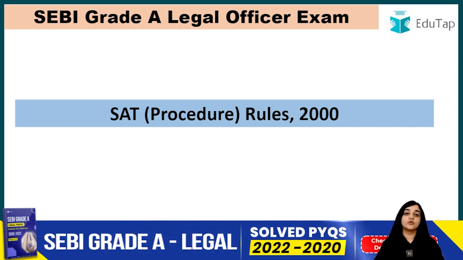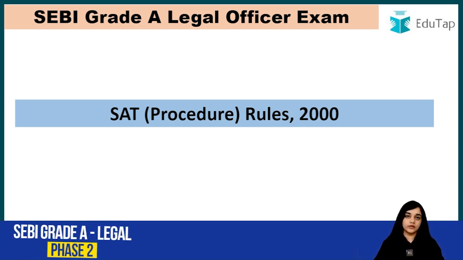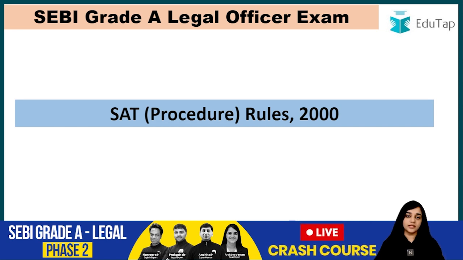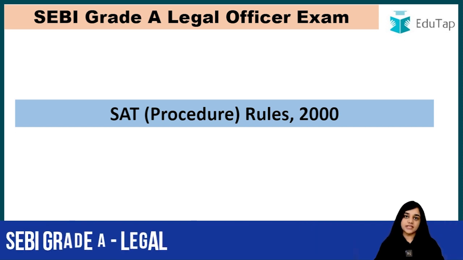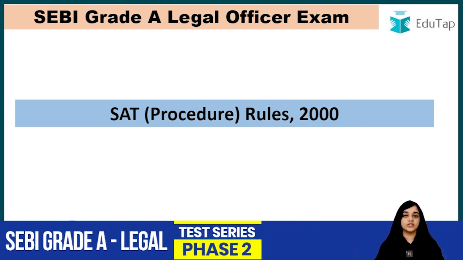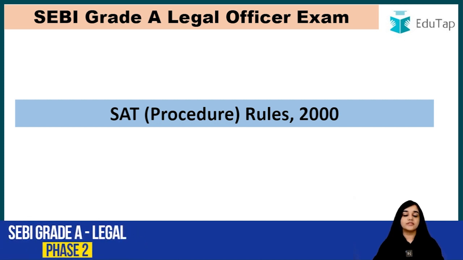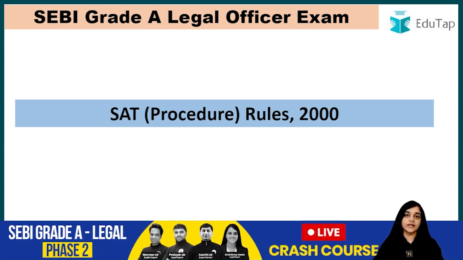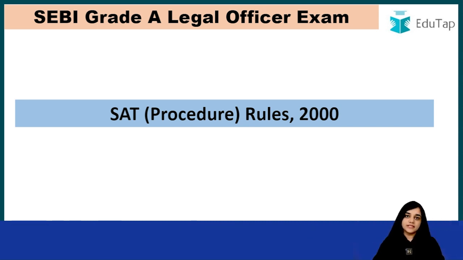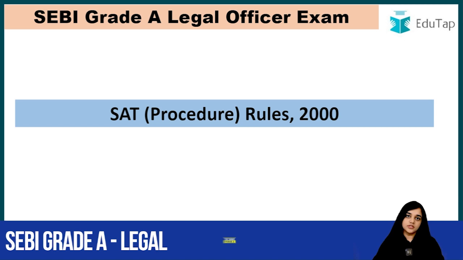We are not going to leave even a single rule or regulation that has been mentioned in your syllabus. We will be dealing with each and every one of them, right? Because I have been telling you that 40% weightage has been given to the security laws, which is huge and very important for your examination. So because of this 40% weightage, each and every act, regulation and rule becomes extremely important. That is why we are not going to leave anything. We will be dealing with the SAT Procedure Rules of 2000 today.